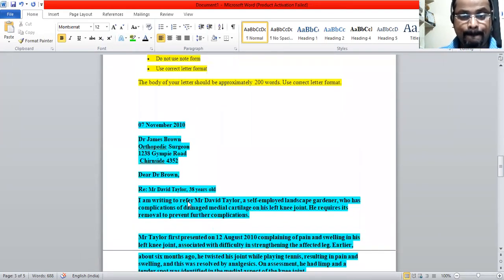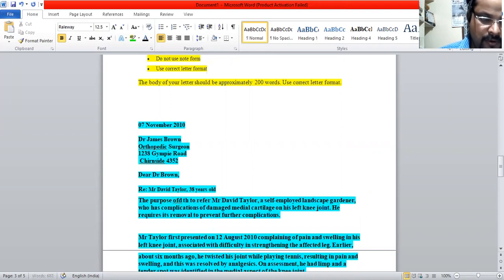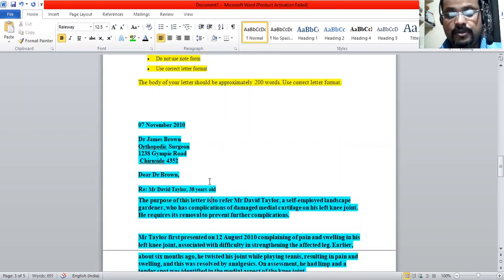I have to say, the purpose of this letter is to refer Mr. David Taylor, a self-employed landscape gardener. Why we have written his profession here is because you are not going to write his social history in a separate paragraph, because we have to write his medical history which led to this particular surgery. We have a bulk of data there, so we are not going to write the social history, which is not so relevant here for the surgeon.